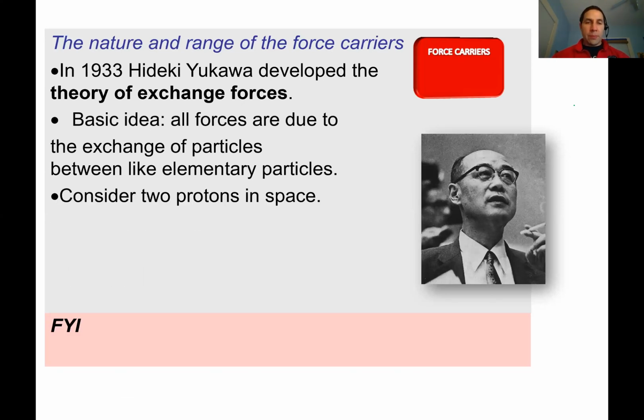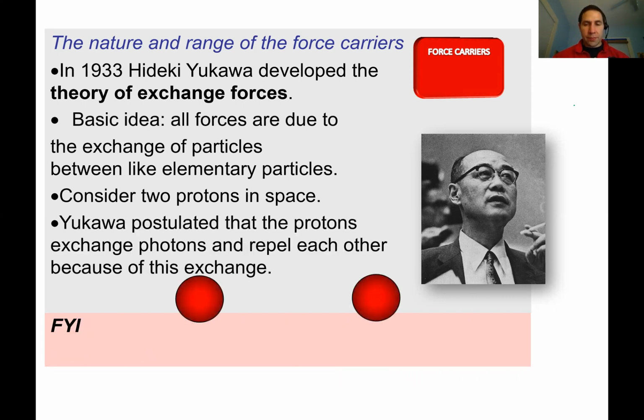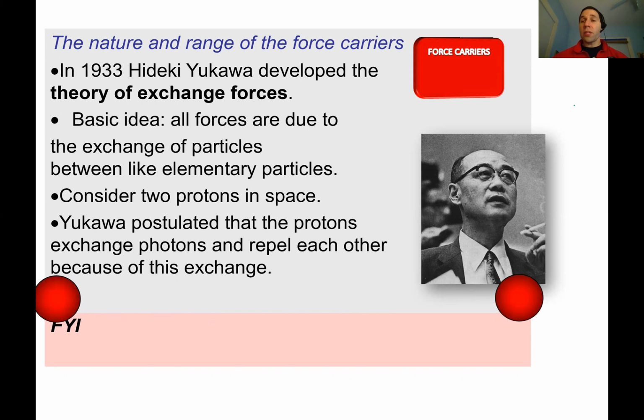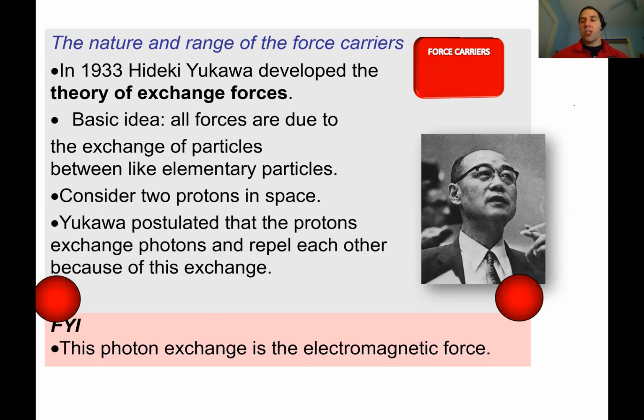So here's a simple example. If I have 2 protons in space, you can see them there. What Yukawa basically said is, the reason these 2 protons repel each other, the electromagnetic force, positive charge repels, is that what they're really doing is exchanging photons. Did you see that? They're exchanging photons. And it's that exchange of photons that causes the force that we measure. Okay? So the photon exchange is the electromagnetic force in particle physics.